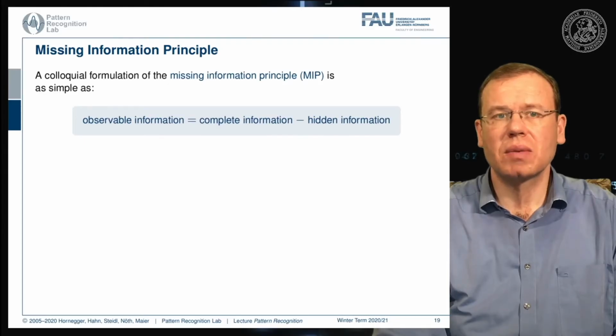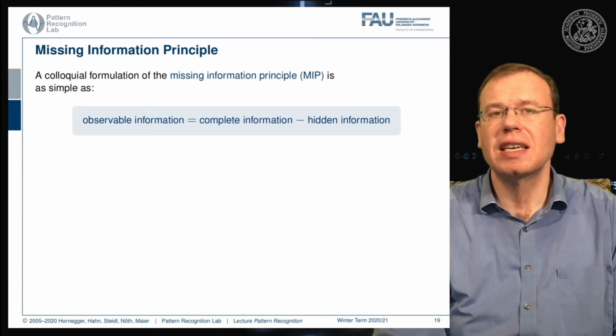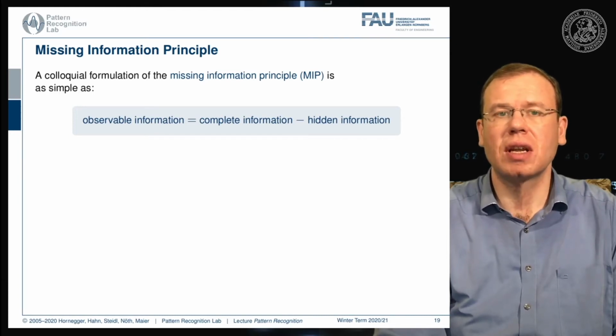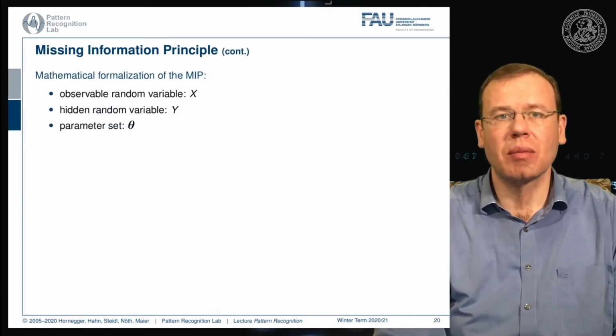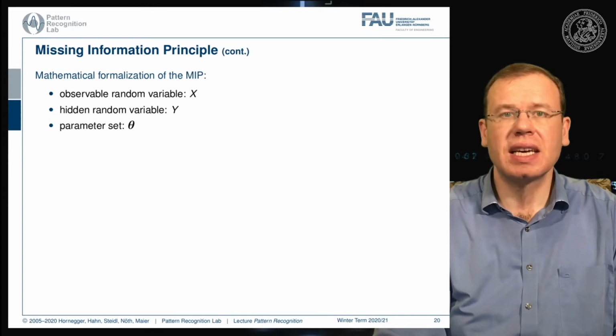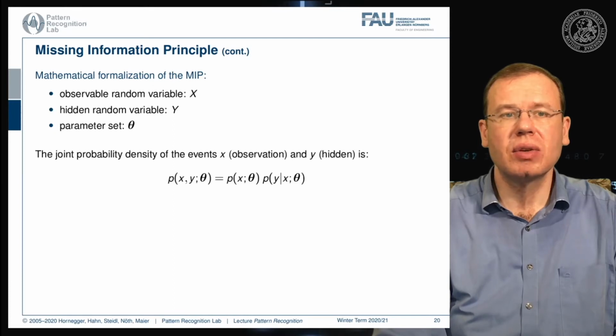Now, the missing information principle is as simple as that the observable information is given as the complete information minus the hidden information. Now let's look at this in a little more mathematical way. So we can formalize the entire problem as the observable random variable x, the hidden random variable y, and the parameter set theta.